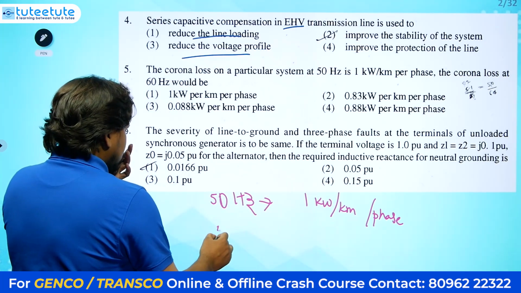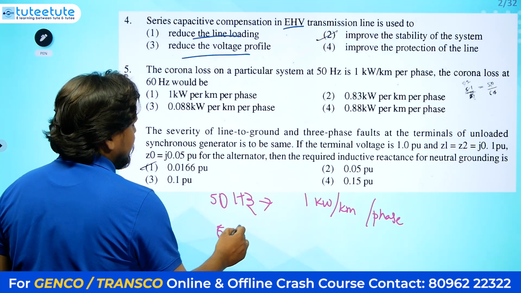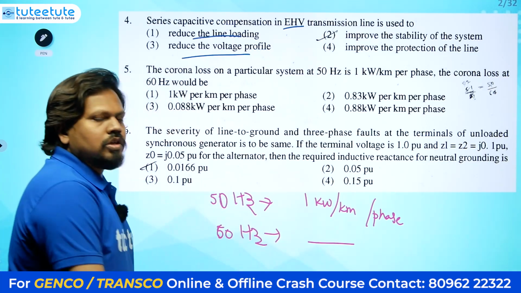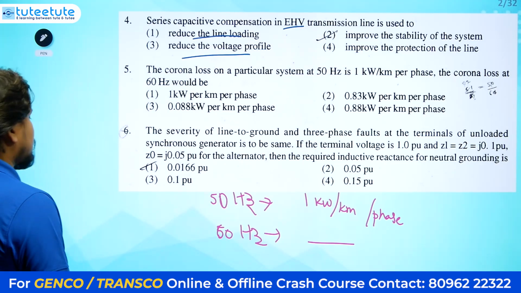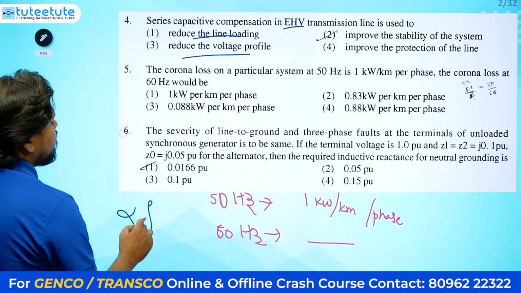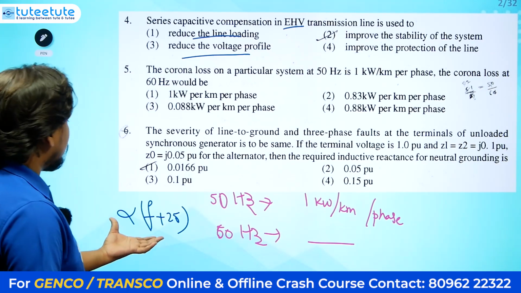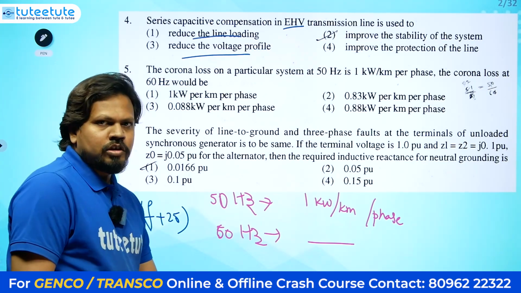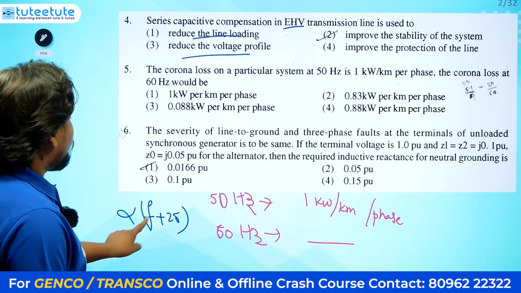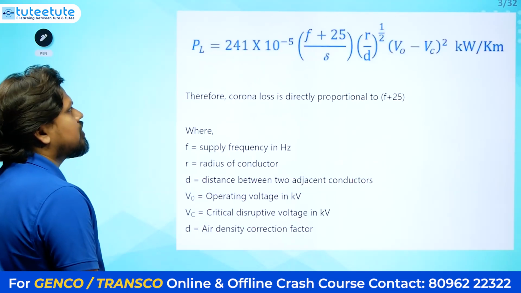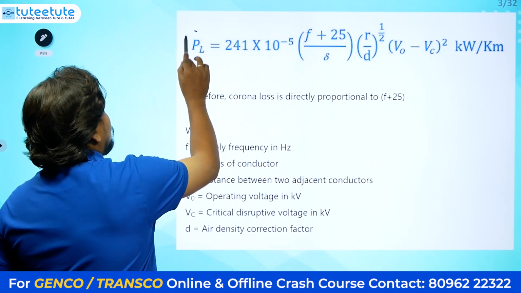Now, if the frequency is 60 Hz, they are asking how much the loss is. So what is the relation? The corona loss is directly proportional to f plus 25. Some may think it is directly proportional to frequency. No, it is f plus 25. Otherwise, I have given the complete formula here. So this is the corona loss formula.